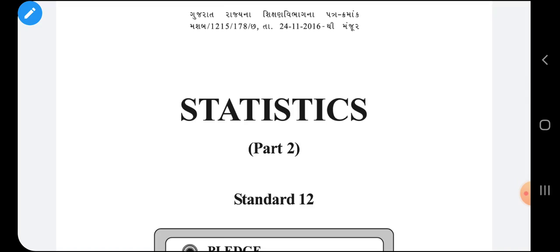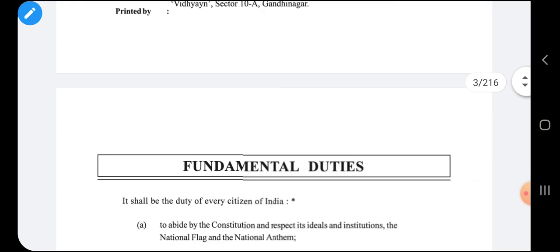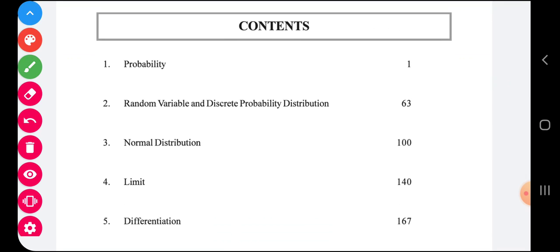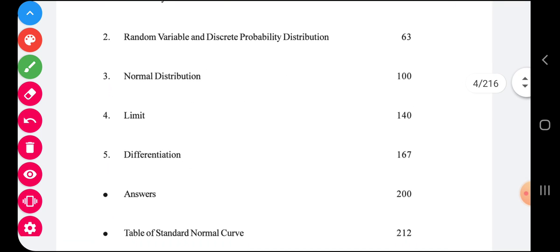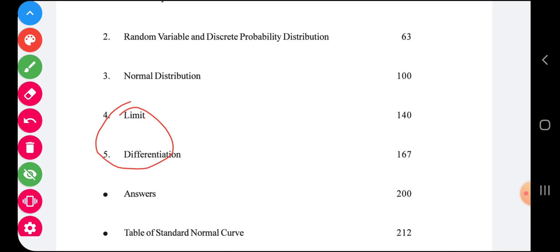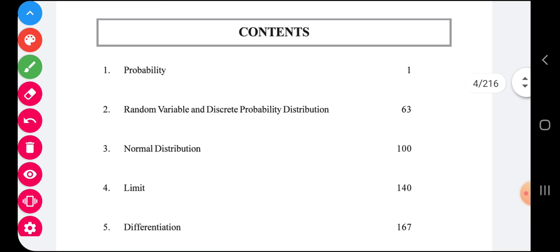Now in the second part of statistics you can see that altogether there are five lessons, starting with probability, then random variable, then normal distribution, limit and differentiation. These last two lessons are somewhat mathematical chapters, just limit and differentiation, which we will see when we discuss them. But just now we are starting with the first chapter, that is probability.